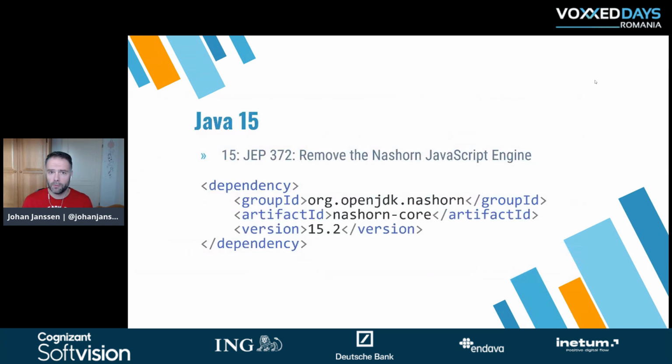Java 15 removed the Nashorn JavaScript engine. I always thought it wasn't used that much in projects, but I actually encountered it in one of my projects that I upgraded to Java 17. I got Nashorn errors, and I could simply add the dependency, and I was still good to go.